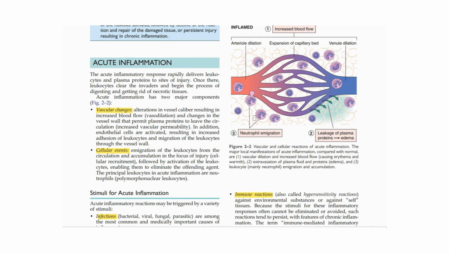I will be discussing acute inflammation. Acute inflammation is the rapid response of the leukocytes against the pathogens, and it involves the plasma proteins. There are two major components of acute inflammation: the vascular changes and the cellular events. Vascular changes include vasodilation and increased vascular permeability.